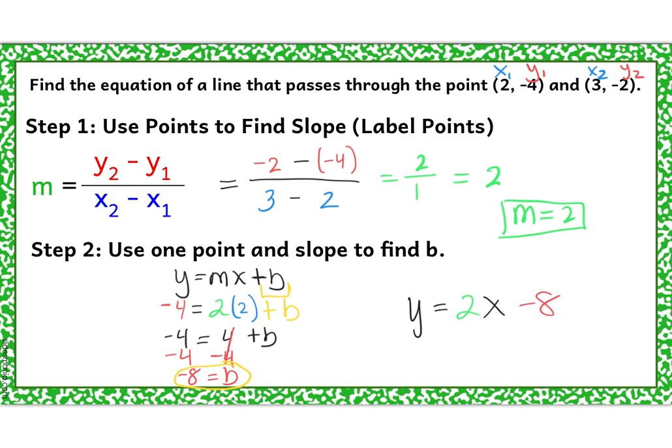So I used the equation y equals mx plus b to solve for b, but once I found out what the y-intercept is, what the b is, I went back to the slope-intercept form and I replaced the m and the b only to actually have an equation I can use to represent all the points on this line.